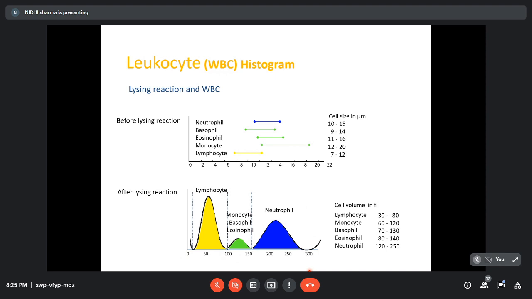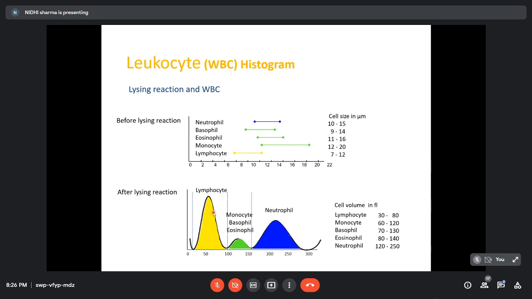So the same points to keep in mind that we kept in mind while analyzing our RBC and platelets. We need to show that the ends of the graph are touching well on the x-axis. Any problem there would mean that if this end fails to touch the x-axis, there's a smaller population coming from this side, which is merging here and not letting this start from the base. And if this fails to touch here, that means there are cells larger than neutrophils in circulation, which are not letting your neutrophil graph touch the base.